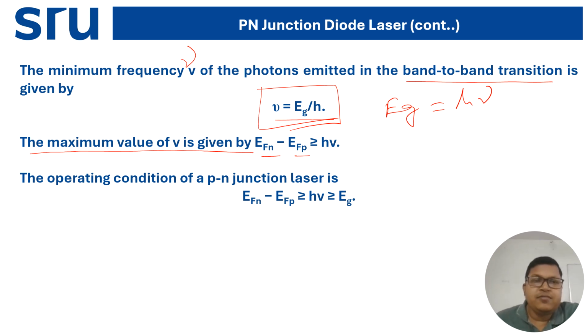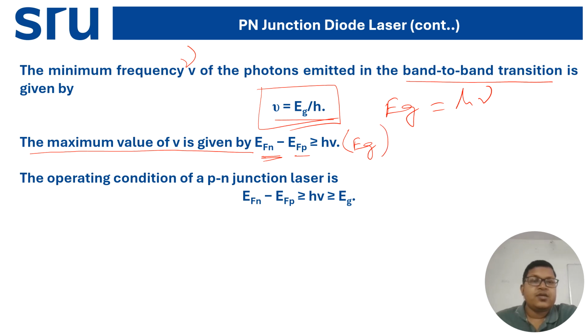So this EF stands for Fermi level and N stands for N side. So EFN stands for the Fermi level in the N side and EFP stands for the Fermi level in the P side. The difference between the Fermi level of the N side and P side should be greater than or equal to h nu, which is again equal to the band gap.